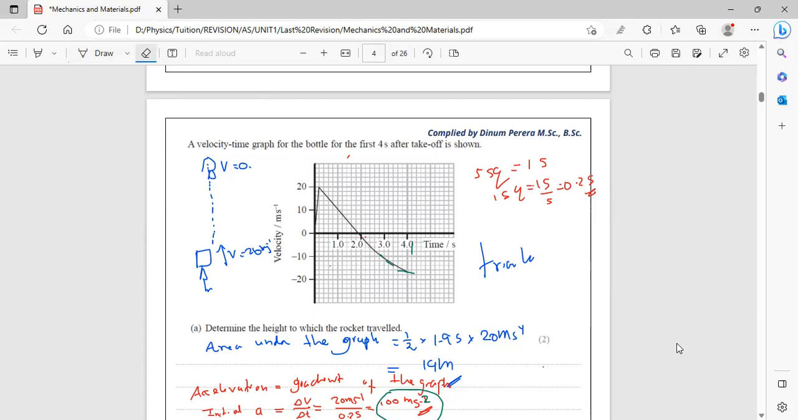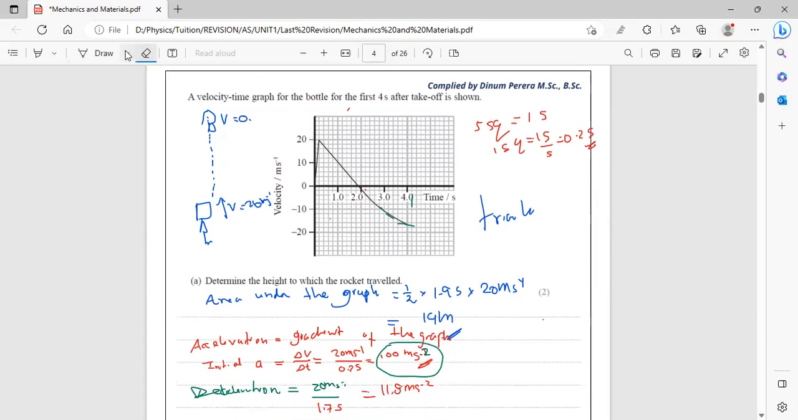Determine the height which the rocket traveled. Area under the velocity time graph gives the displacement, right? So where is the maximum height? At the maximum height, the velocity is 0. When the rocket comes to the maximum height, the velocity is 0. Velocity becomes 0 here. So this is the maximum height.